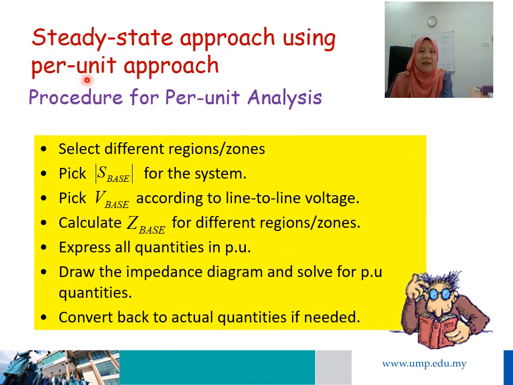For the steady state analysis using the per unit approach, first is to select different regions or different zones according to the base voltage. Then number 2 is to pick the base power for the system. Then pick the base voltage according to the line-to-line voltage. Calculate the base impedance for different regions and zones. Express all quantities in per unit. Draw the impedance diagram, solve for per unit quantities, and convert back to actual quantities if needed.